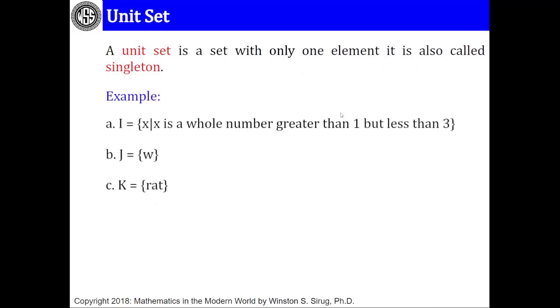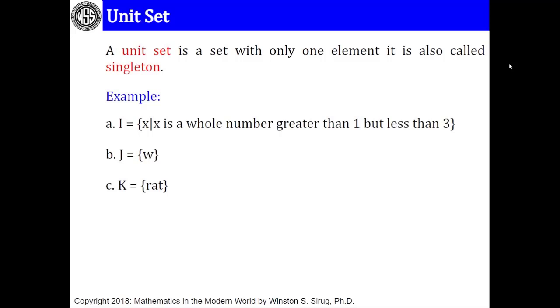Okay, please read. Anyone, please read. Okay, Marian Janice. Marian, please read. A unit set is a set with only one element. It is also called singleton. Example A. I equals set of X such as X is a whole number greater than 1 but less than 3. B, J equals set of W. C, K equals set of rat.